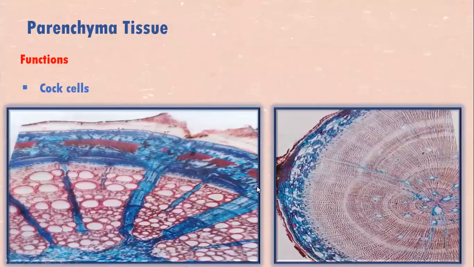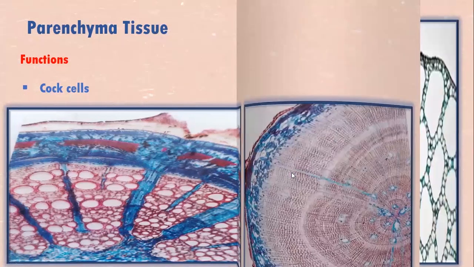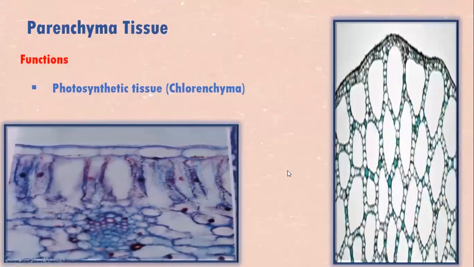So we want also to look at cork cells. You see, all here is cork. Here is cork. And cork cells are also parenchyma cells that have taken a lot of suberin inside them. Okay, good.